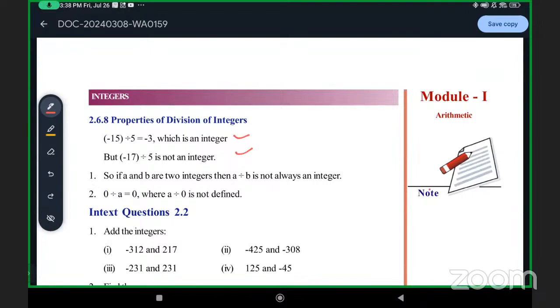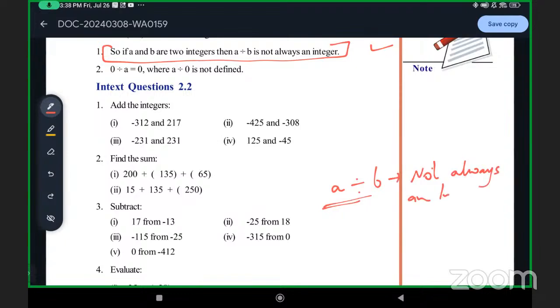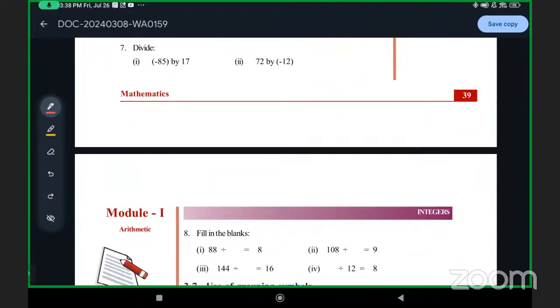Okay, then if A and B are two integers, A divided by B is not always an integer. In division, A and B are two integers, but A divided by B is not always an integer. Then you have exercise 2.2. In text questions 2.2, you can try this out.